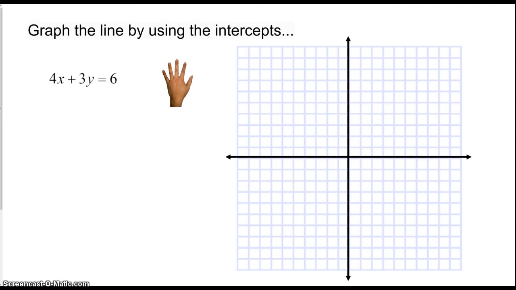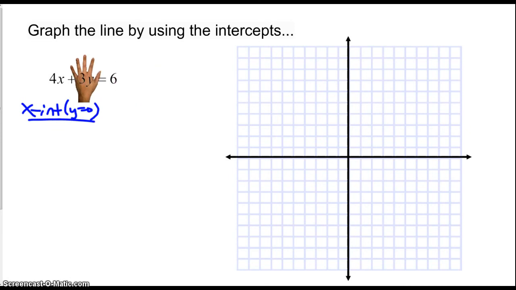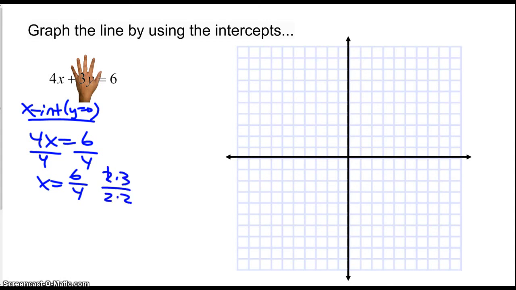Okay, welcome back. So let's try finding the x-intercept when y is 0. We're going to make y 0, so the y term goes away, and I'm left with 4x equals 6. Divide by 4, x equals 6 over 4, which I can factor. That's the same as 2 times 3 divided by 2 times 2, and the 2 and the 2 cancel to a 1. So it's 1 times 3 halves. That fraction simplifies to 3/2. So when x is 3/2, y is 0.